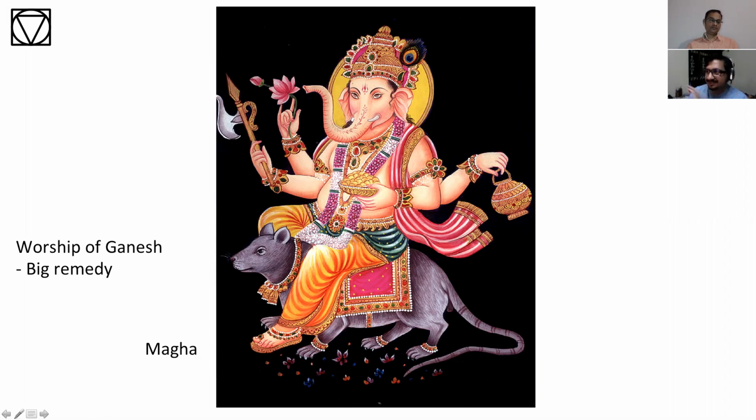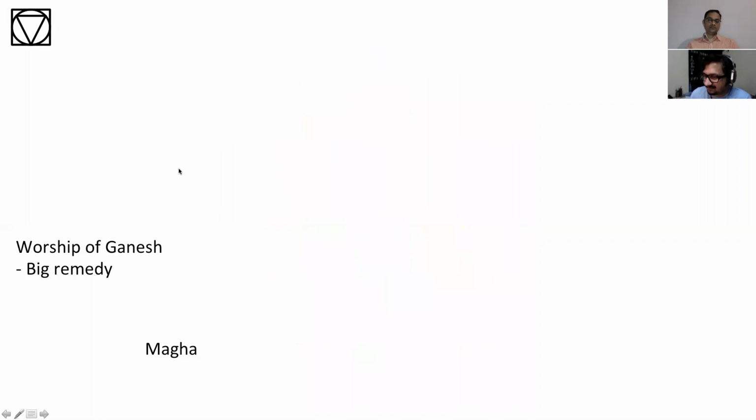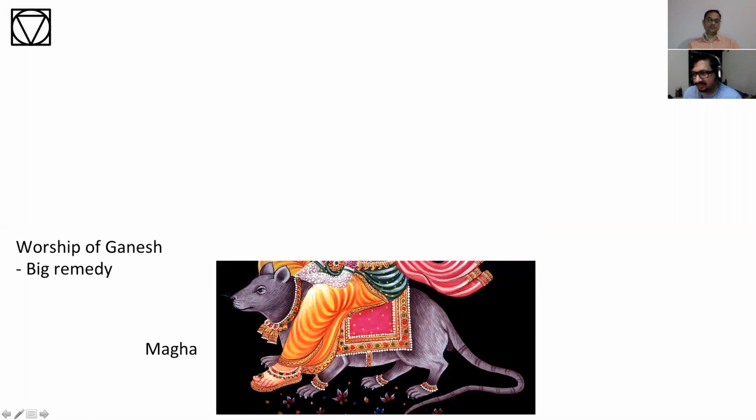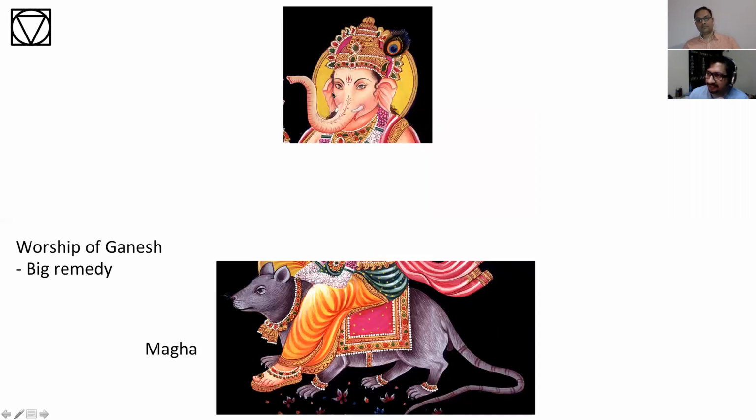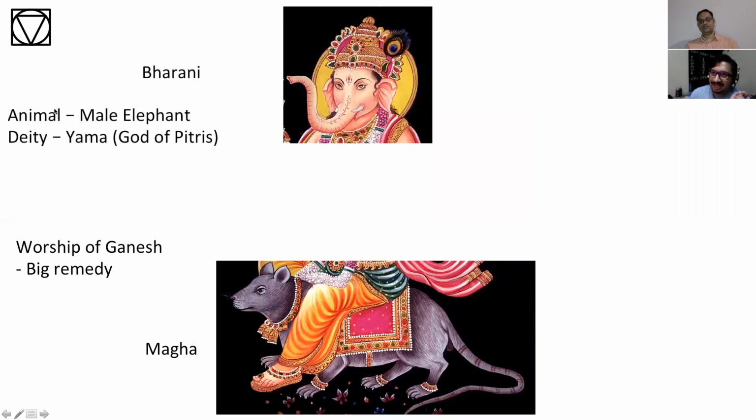Now the connection between Ganesha and the mouse was very interesting. Something that came up was that the animal which you associate with Magha is the mouse, and Ganesha is the elephant-headed god who is riding a mouse. Now, in nakshatra terms, the elephant is very interesting, because one of the nakshatras associated with the elephant is Bharani. Bharani has the animal of a male elephant, and its deity is Yama. Yama is the god of Pitris. We have to remember that the deity of Magha is Pitris, and Yama is literally the king of Pitris, the lord of the Pitris.